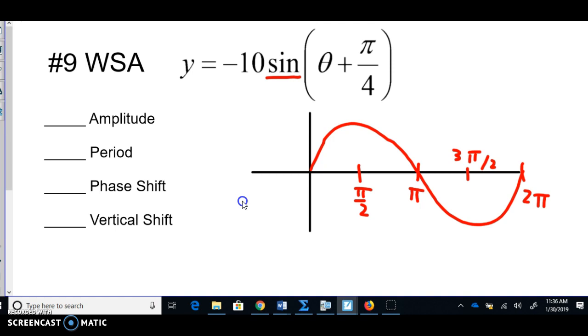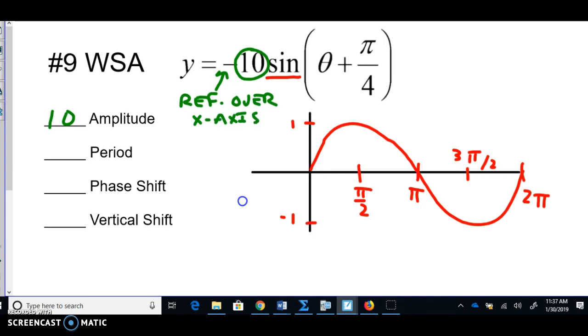Amplitude, remember, is always positive. Amplitude is that number there, 10. I'm going to deal with the amplitude and the negative sign first. So this goes up to 1 and down to -1. This is not going to be to scale because I made one unit too big. But the negative sign reflects it over the x-axis.